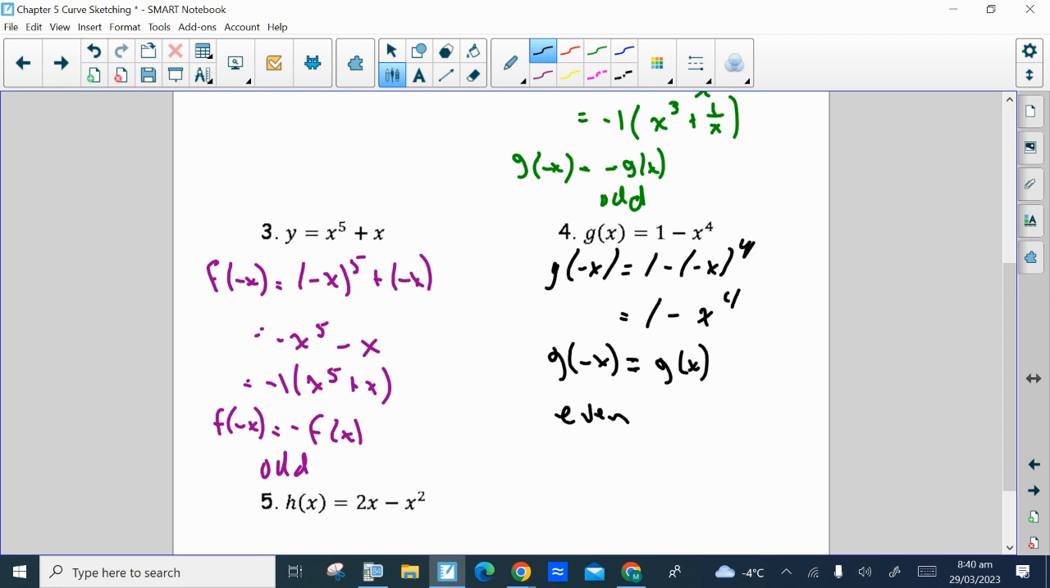So again, this function would be even. This is the graph of negative x to the fourth shifted up 1 unit. Vertex at 0, 1. The axis of symmetry will be the y-axis, so it's symmetrical about the y-axis.